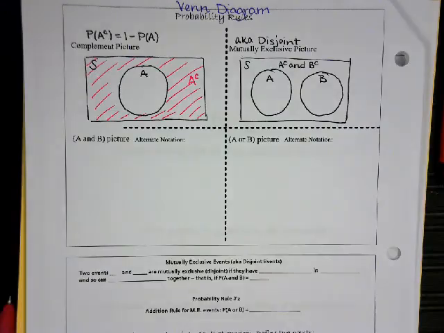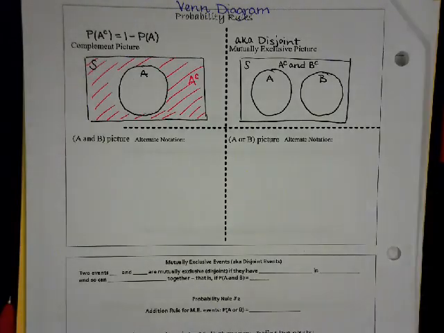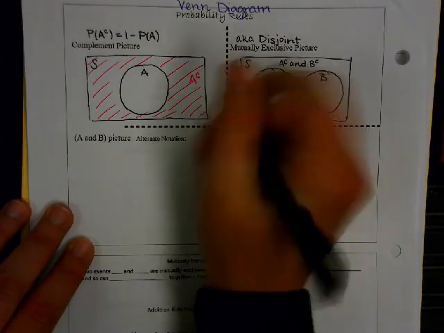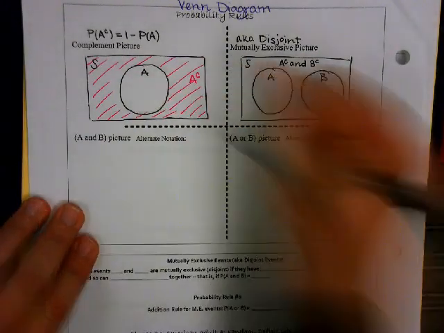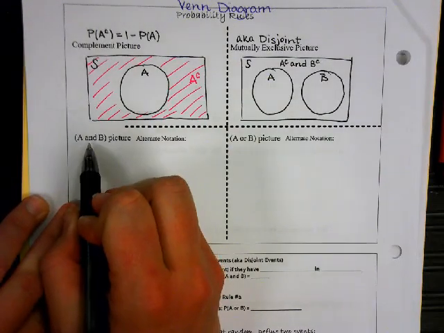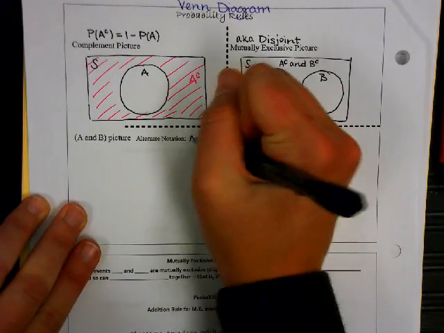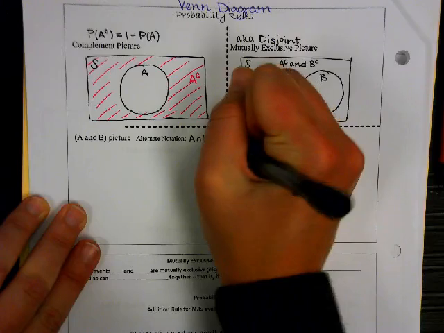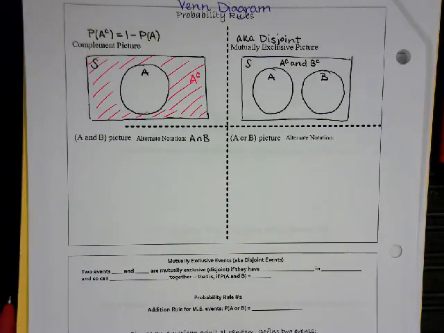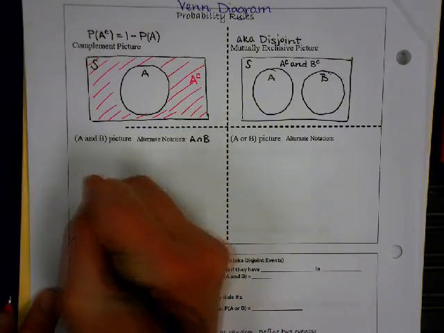A and B. Because in math, like I've said before, we're really lazy. So we can't even write the word and a lot. So we use a little, I think of it as an N to help me remember it means and. It really means intersection. So we're looking for the intersection of A and B together.